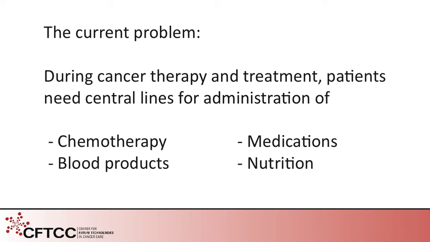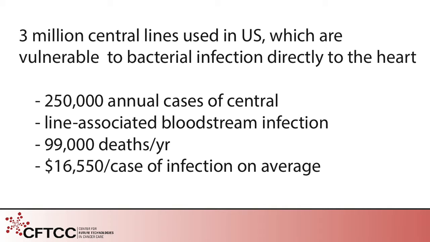The current problem is that during cancer therapy, patients often require central lines for administration of numerous therapeutic modalities, including chemotherapy, other medications, blood products, and nutritional supplementation. Unfortunately, because central lines are going from the periphery to generally the vena cava right next to the heart, out of the 3 million central lines used in the US, they're extremely vulnerable to bacterial infection that goes directly to the heart and to the rest of the body.